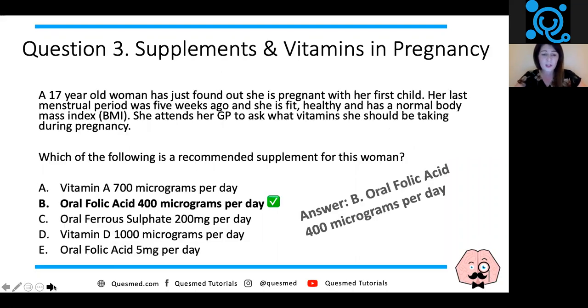So if we go back to our question here, the correct answer is oral folic acid at 400 micrograms per day. Vitamin A is definitely not correct, as this is actively teratogenic and should be avoided. Oral ferrous sulfate, that's iron, and as discussed, that's not routinely recommended. Vitamin D is recommended, but at a dose of 10 micrograms or 400 units per day. This dose of 1000 micrograms would be huge. And again, we spoke about oral folic acid, and that is recommended, but at a dose of 400 micrograms per day, with this higher dose only suitable for women at higher risk.